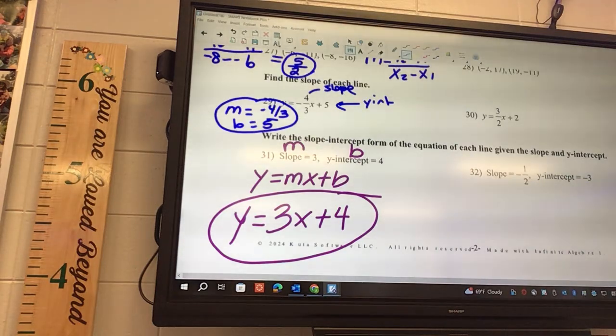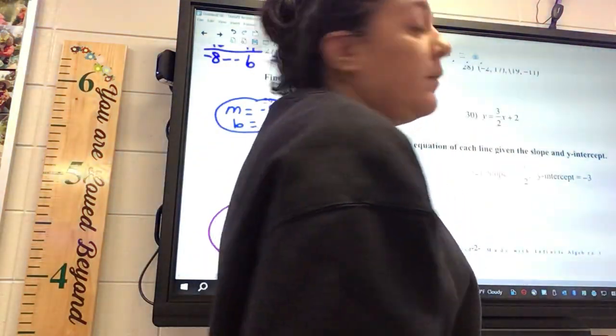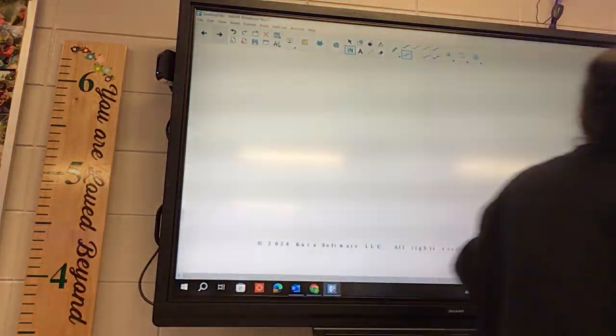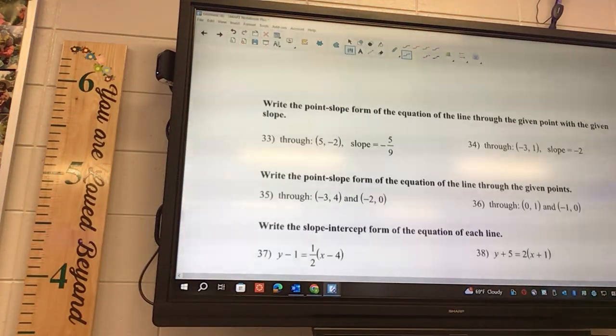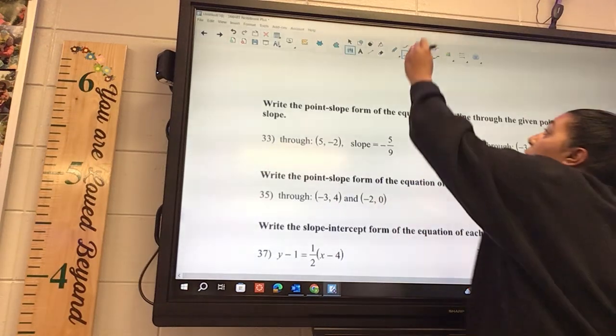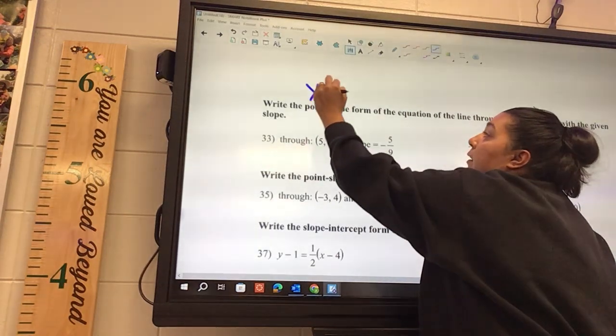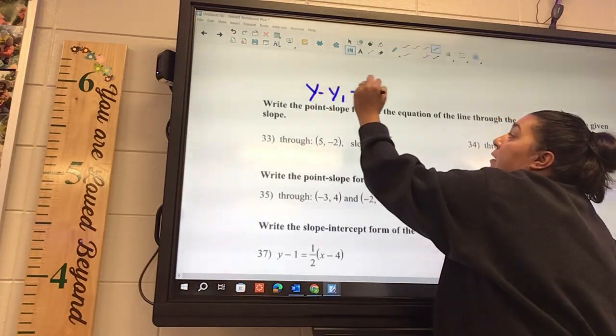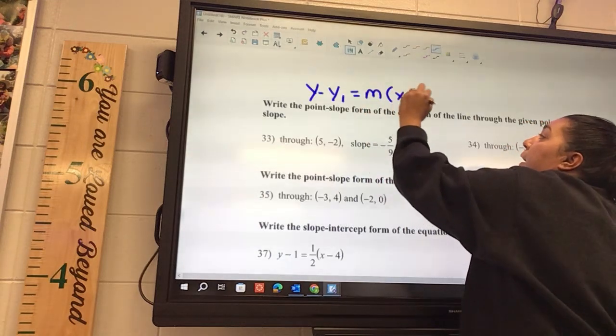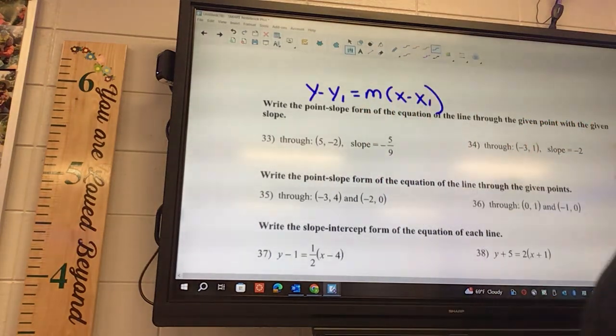Okay, look at number 33. Can I scroll? All the way? That's good. Okay, 36 says write the point slope form. So again, write down this formula: y minus y1 equals m times x minus x1. Okay, you're going to need that formula. Write it down.